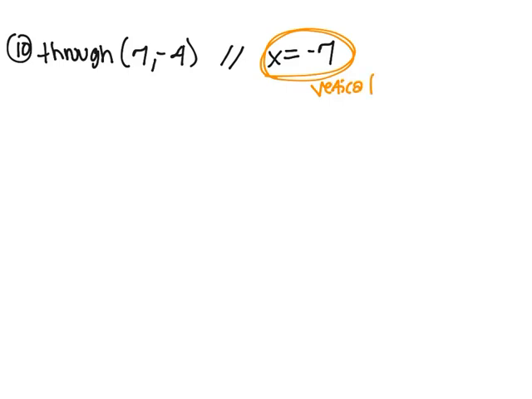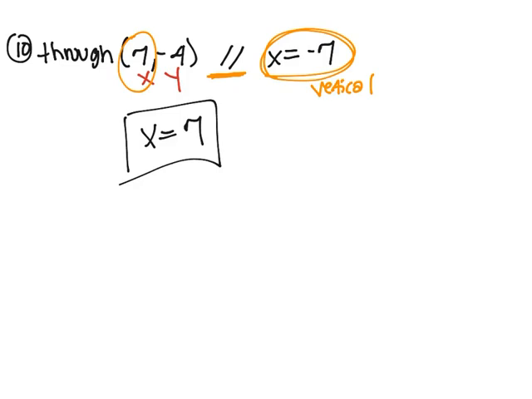So vertical lines, if it says parallel, I need you to give me another vertical line. So that would simply just mean another x only line. So your equation would have to be x equals positive 7. X equals positive 7.